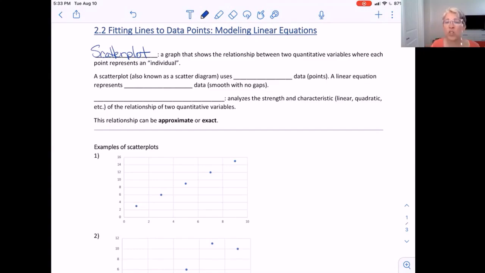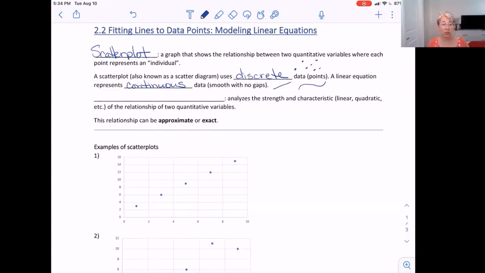Now, a scatter plot, which is also known as a scatter diagram, uses what we call discrete data points, meaning we could probably list all the different values for each point. A linear equation, for example, represents continuous data. Continuous just means it's smooth with no gaps. So it could be linear, but it could also be a curve.